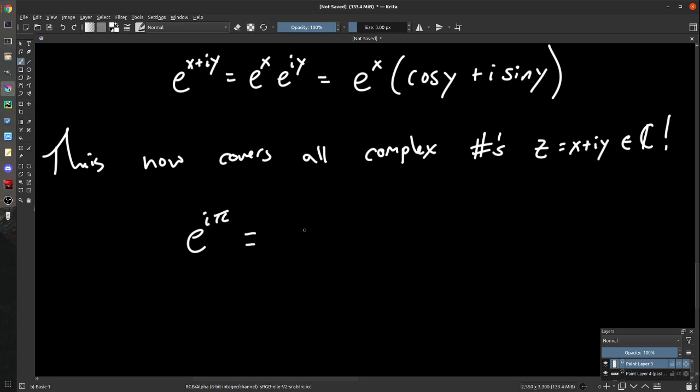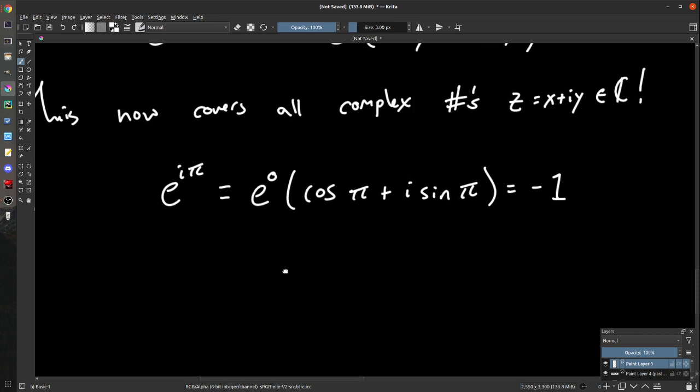Okay, e to the i pi is just, well, what is the real part of this? What's the x in x plus iy here? Well, it's 0. e to the 0 cosine of, well, y is now pi in this case, cosine pi plus i sine pi. Oh, what is this? Well, e to the 0 is 1. Cosine of pi is -1. Sine of pi is 0, so this is just -1.